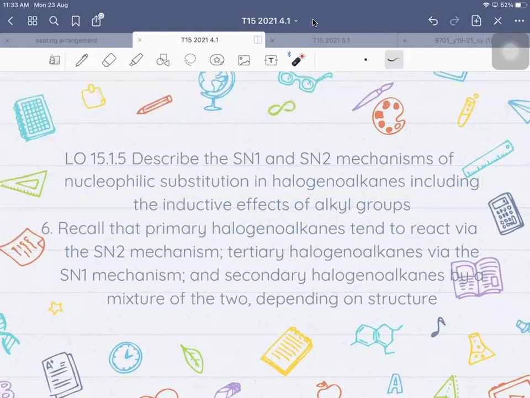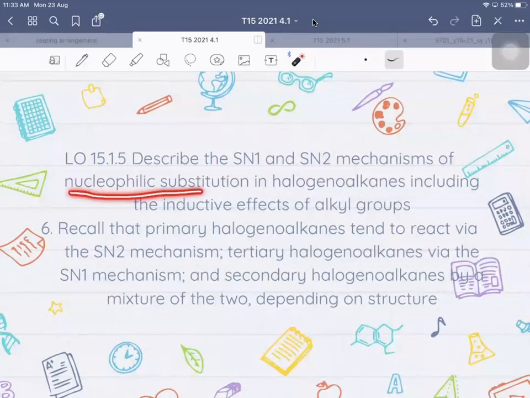So the reaction for halogenoalkanes, well, one of them is the substitution reaction. Halogenoalkanes will also undergo an elimination reaction, which we will visit later on. In your learning objective, it mentions SN1 and SN2 mechanism. That's the name of the mechanism. That's the type of the mechanism.